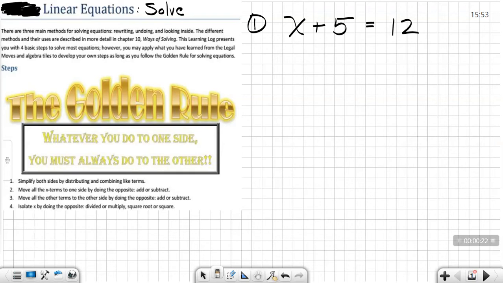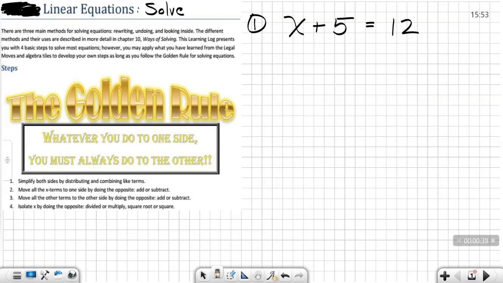If you'll notice my notes here on the left-hand side, it says there are three main methods for solving equations: rewriting, undoing, and looking inside. Now, most of those methods we're actually going to get to in Chapter 10 when we look at ways of solving. However, we're going to be looking mainly at rewriting and undoing in this case here.